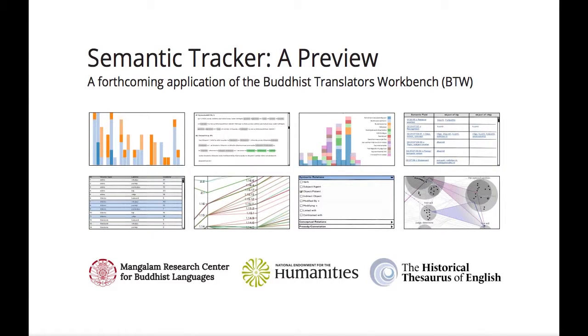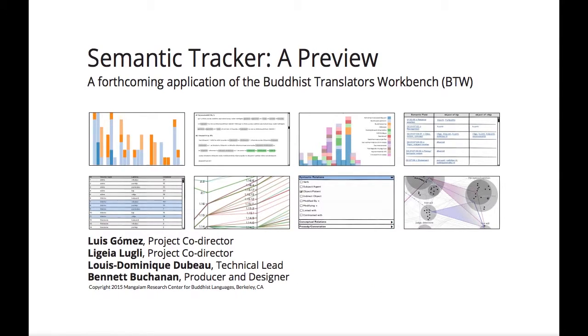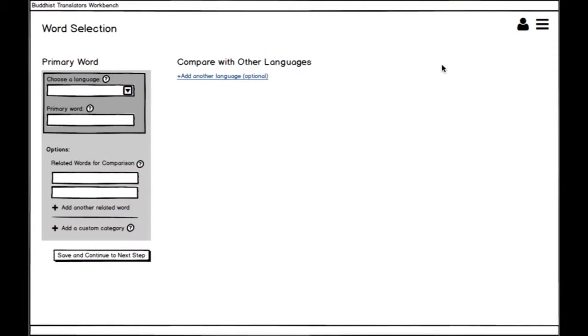Welcome to a demonstration of the Semantic Tracker, a forthcoming application of BTW. In this video, we will simulate using the Semantic Tracker to explore the usage of a cluster of near synonyms in English. In particular, we will study how the words migrant, immigrant, and refugee are used in the British press in readers' comments. The objects of our investigation are two newspaper articles reporting on the same piece of news, one from The Guardian and one from the Daily Mail, in their online user comments.